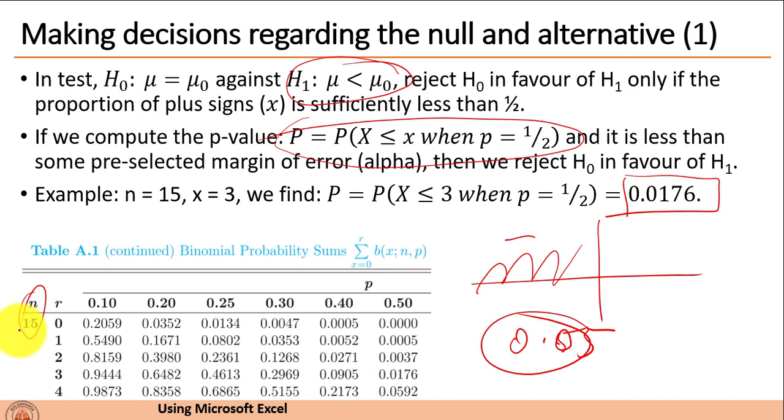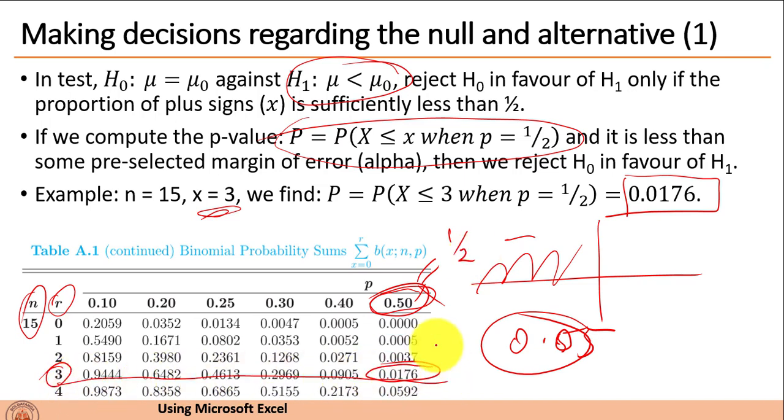So we have n equals 15 and we have r here equal to 3. If we are looking at the probability for p equal to 1/2, then our probability value, that is the p-value, is equal to this. You simply trace it here and trace that down here where the two meet. That is the value that you pick right here. So it's fairly simple. Just count the number of pluses or minuses and look the answer up in this table.